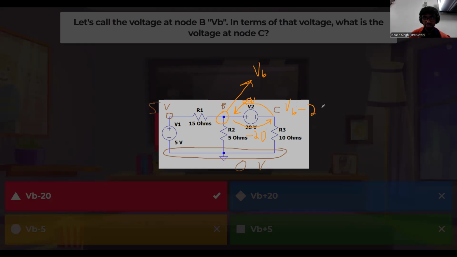Does everyone understand that? Do you understand what I'm saying here with this being VB minus 5? Wait, can you explain it again? Yes.